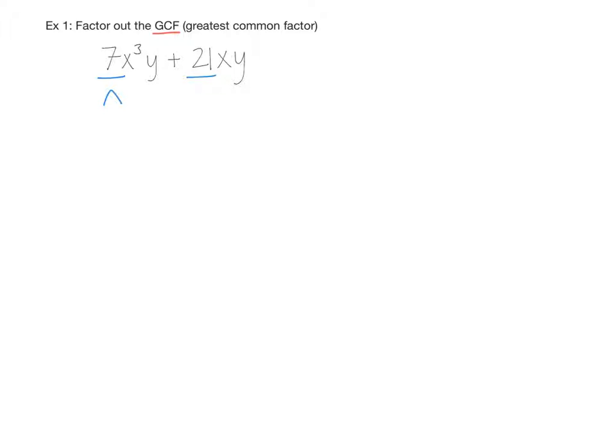Thinking about this, the different factors of 7 are really only 1 and 7. As for 21, we know the numbers 1, 3, 7, and 21 are divisible by it. The highest common number within these is 7. This means when we rewrite our two terms, we can pull out a number 7 out of both of them. And when I say pull out, we're really dividing that number out of both terms.